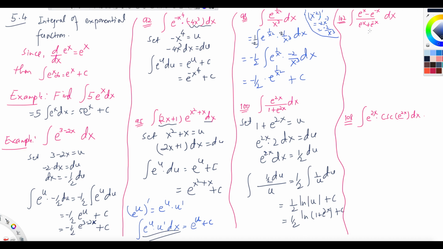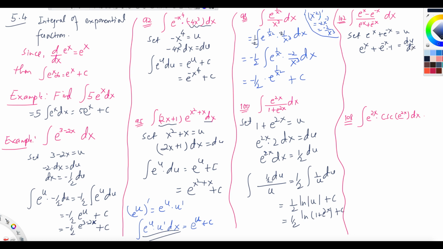Okay, guys. How about this one? Do the same thing. Set e to the x plus e to the negative x equals u. So what is the derivative of that? It is e to the x plus the derivative of e to the negative x. It is like e to the u, right? So what is the derivative of e to the u? e to the u times u prime. So e to the negative x times negative 1. u prime is the derivative of negative x, which equals du over dx.